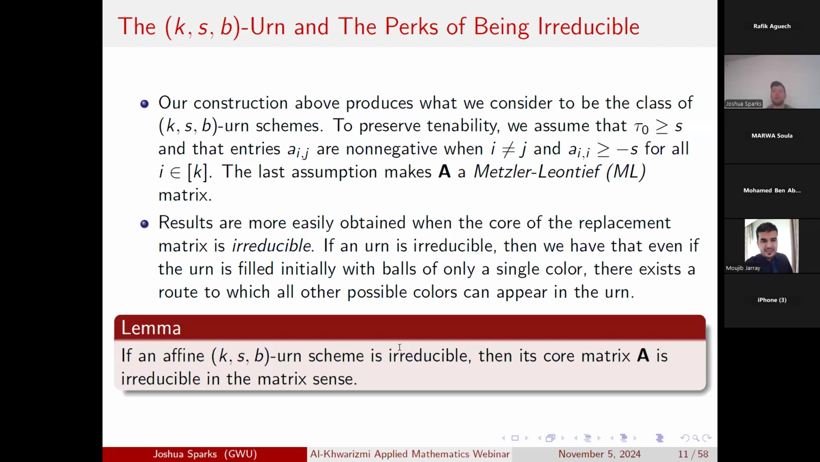So results are most easily obtained when the core of the replacement matrix is what we call irreducible. If an urn is irreducible, then even if the urn is filled initially with balls of only a single color, there exists a route, no matter what, through which all other possible colors can appear in the urn based on the structure we've created. So essentially, they communicate with one another.